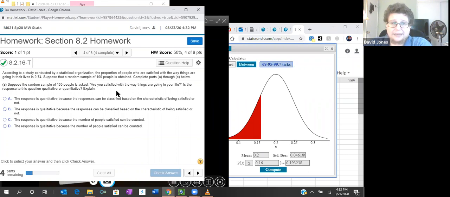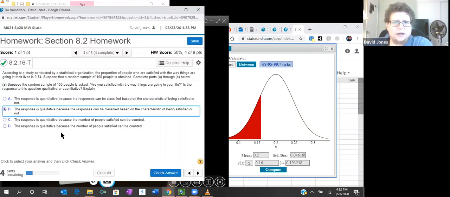Now let's look at our answers here. For me, A says the response is quantitative, that's out. B says the response is qualitative because the responses can be classified based on the characteristic of being satisfied or not. That sounds right, but let's check the rest. I like B so far. I'm going to click it.